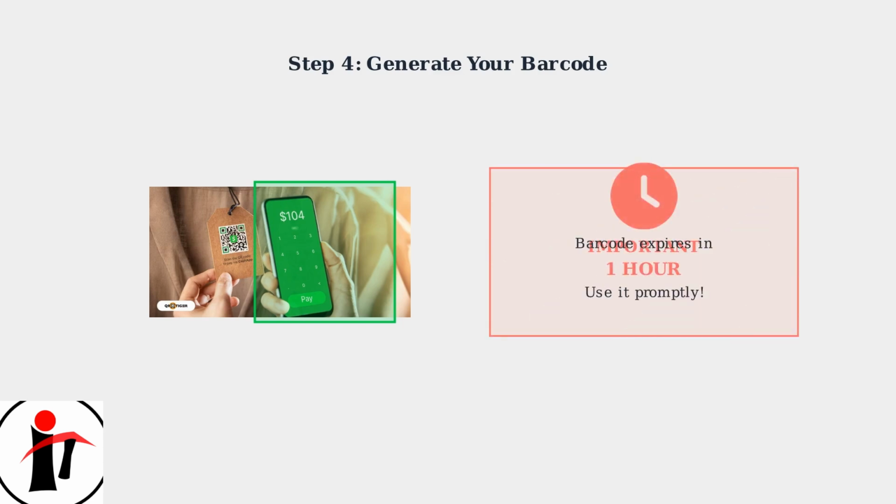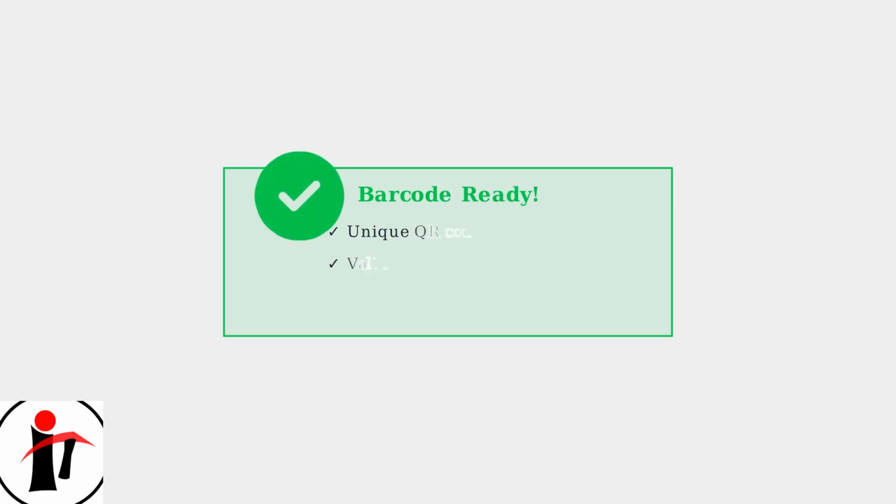This barcode is time sensitive and expires within 1 hour, so be ready to use it promptly at a participating retailer. You now have your Cash App barcode ready for depositing paper money. Remember to use it within the 1 hour time limit at any participating retail location.